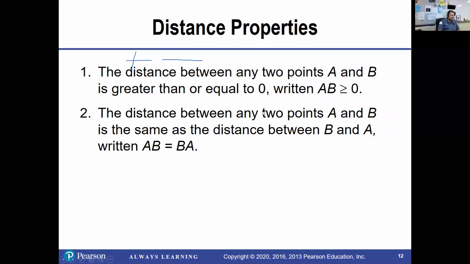Second one: the distance between any 2 points A and B is the same distance from B to A. Written, AB is BA. So the distance of AB is the same as the distance of BA, same length.